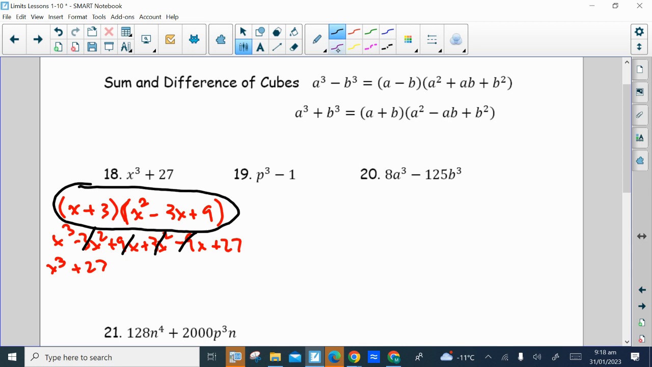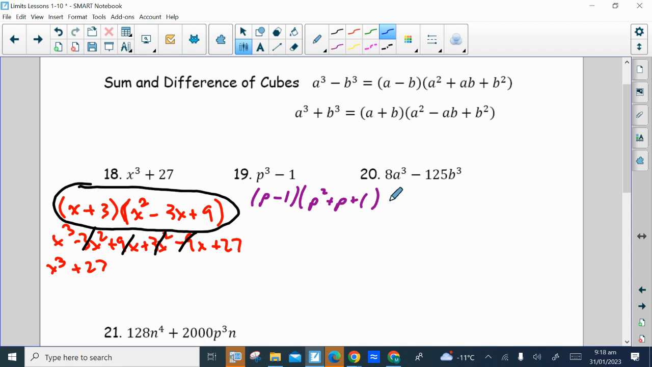And we just check to make sure. p cubed minus 1 is a difference of cubes. The cube root of p cubed is p. The cube root of 1 is 1. Square the p, multiply them together, square the 1. The sign pattern for difference of cubes is minus, plus, plus. There's your factors, which again you can check by multiplying them out.